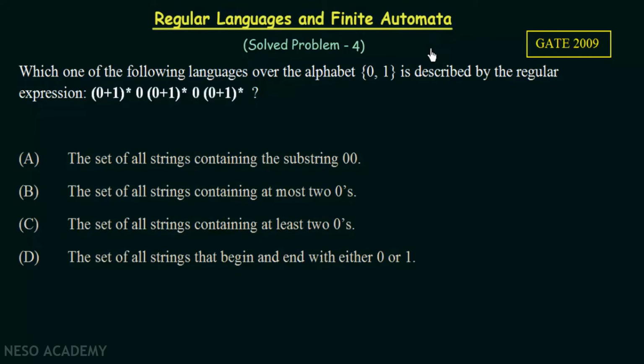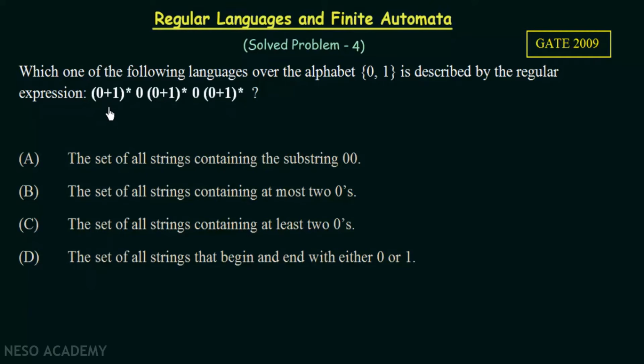In this lecture, we'll be discussing another problem from regular languages and finite automata, and this problem is from GATE 2009. So let's see what this problem is. It says, which of the following languages over the alphabet {0,1} is described by the regular expression given over here? We have a regular expression given, and below we have four options which are descriptions of the language, and we have to find out which of these descriptions correctly describes the regular expression given over here.